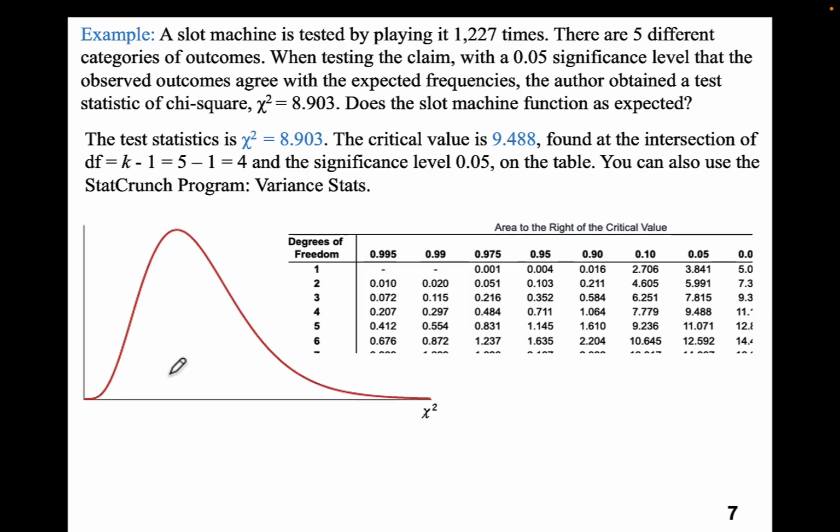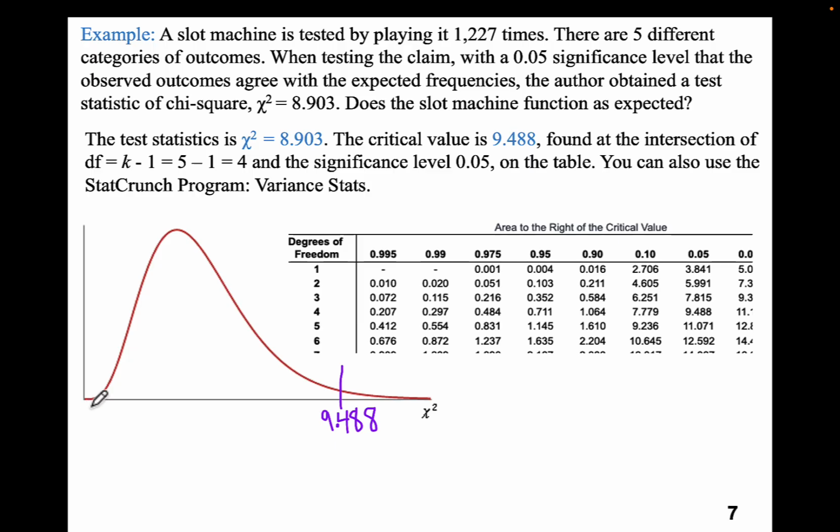Okay, left, right, this side. Cut it off. It always gets cut at the critical value from the table. The critical values, those existed on the tables. They existed before we've gathered any data. The test statistic, on the other hand, wasn't calculated until we went out and tested these 121,227 times. And the test stat we came up with was 8.903.